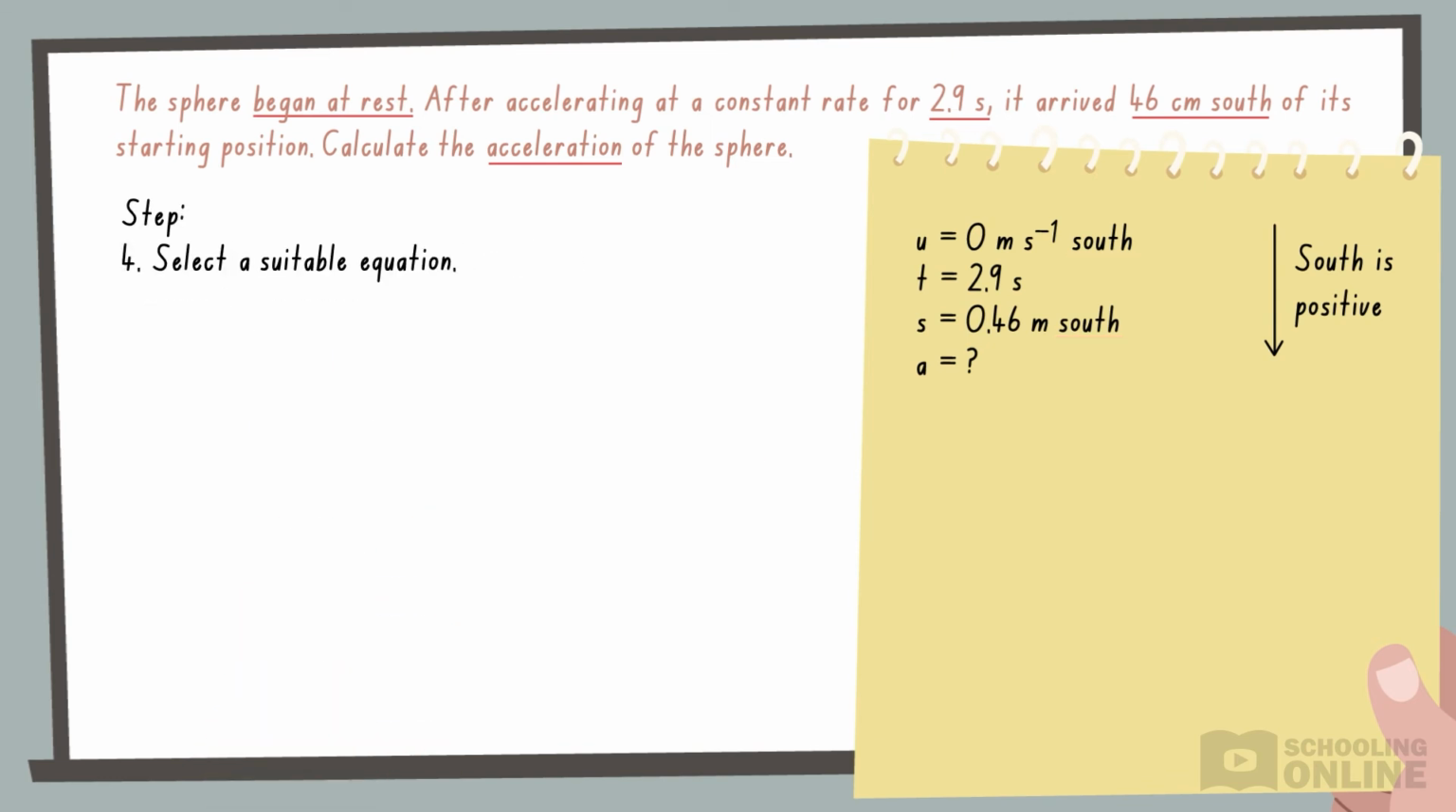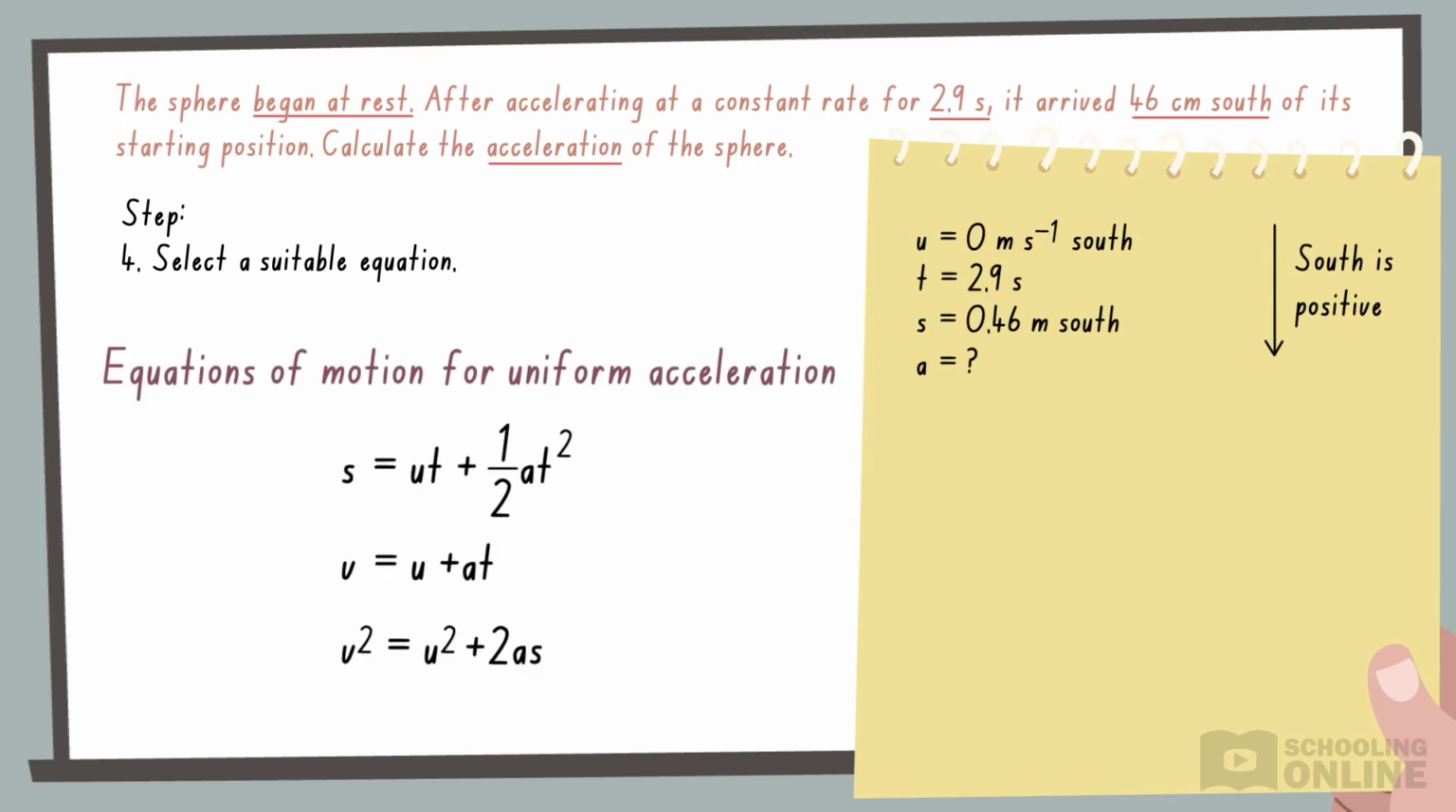In the fourth step, we select a suitable equation. Since the sphere accelerated at a constant rate, we refer to the three equations of motion for uniform acceleration. The correct formula will contain all of the letters in our list of variables: U, T, S, and A. Therefore, we pick the equation S equals UT plus half AT squared.